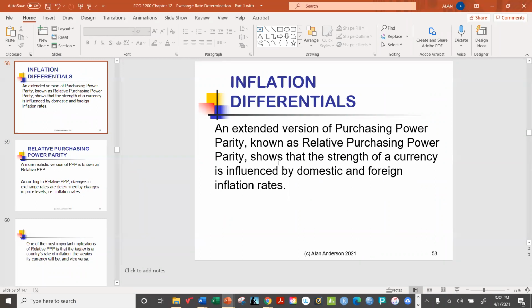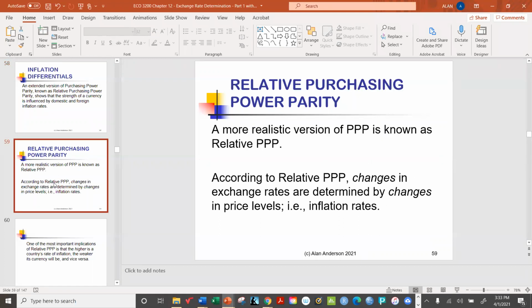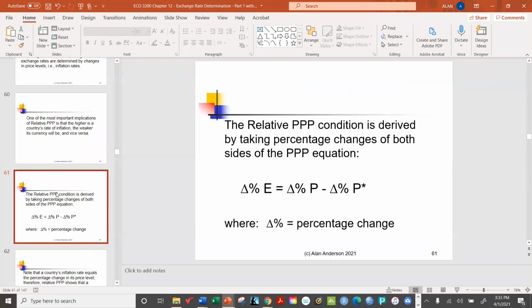And so here what they've done is they've changed the equation slightly. They've converted it into an equation which shows that an exchange rate's strength should depend on the different inflation rates in the two countries. And we call this again relative PPP. And let's take a look at it.